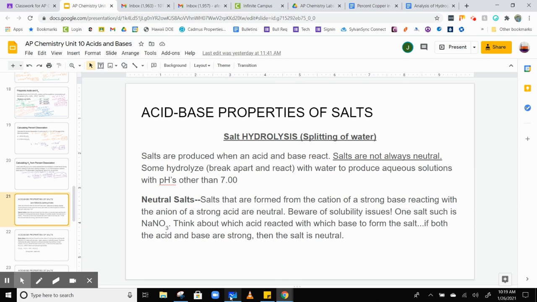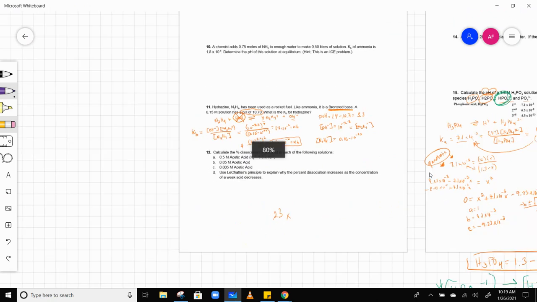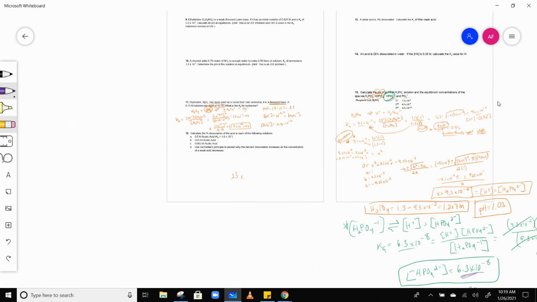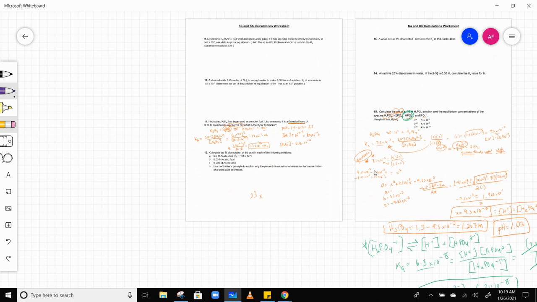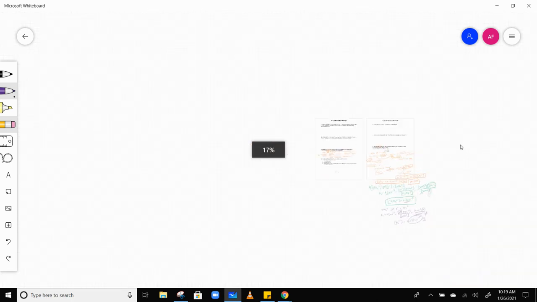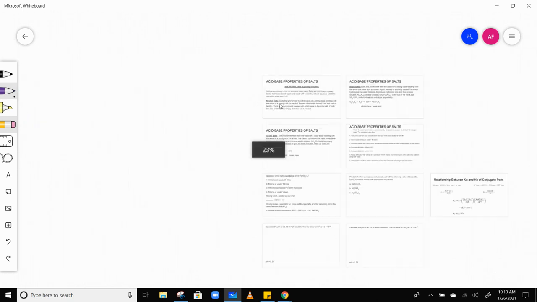I'm actually going to switch to this because I'm going to want to write on this. I have it open. I know I have it open. There it is. It's hiding from me.